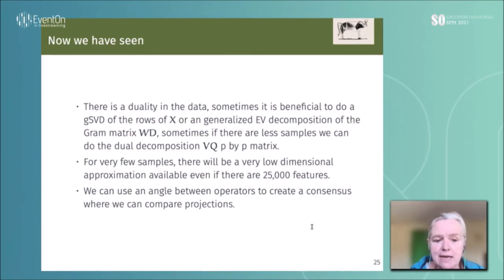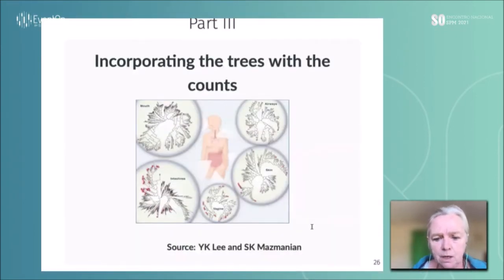We've also seen how this angle, this RV coefficient between operators, allows us to create a consensus to compare projections. Now I'm going to say a little bit more about how we can change some of the metrics to use prior information. So what's the motivation?